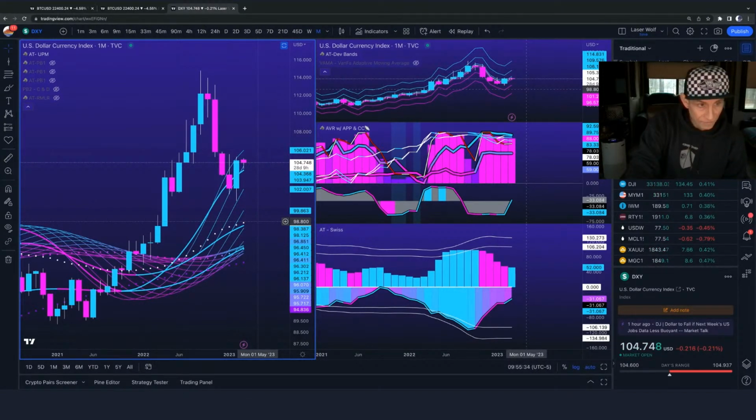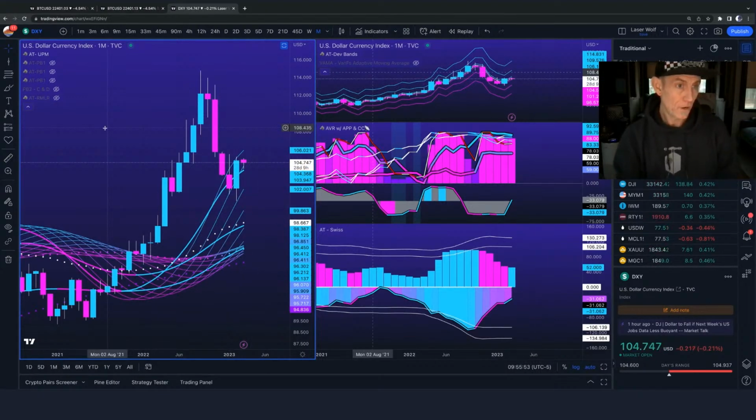Mark my words. If this dollar checks up on this monthly wave trend down here again, comes back down to this area, look out. You'll see Bitcoin at 30K. No doubt in my mind. But that's a hell of a drop on the dollar. Let's see if it happens next week. Maybe by the end of the month.